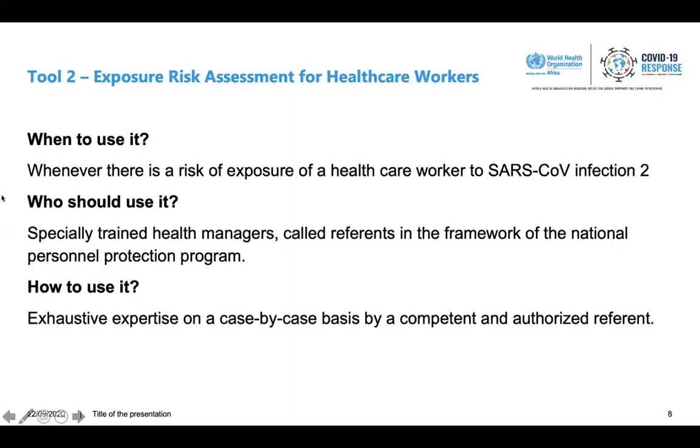The next tool we will be discussing today is Tool 2. Tool 2 is used to assess risks amongst healthcare workers who may have been exposed to COVID-19 whilst in a healthcare facility. You would use this tool when there is a suspicion or a known risk of COVID-19 exposure in a healthcare worker. This tool should be used by specially trained health managers or individuals who have been designated by the national program to complete this tool and to investigate healthcare worker exposures. Again, this should become a part of an exhaustive IPC strategy. Next slide.